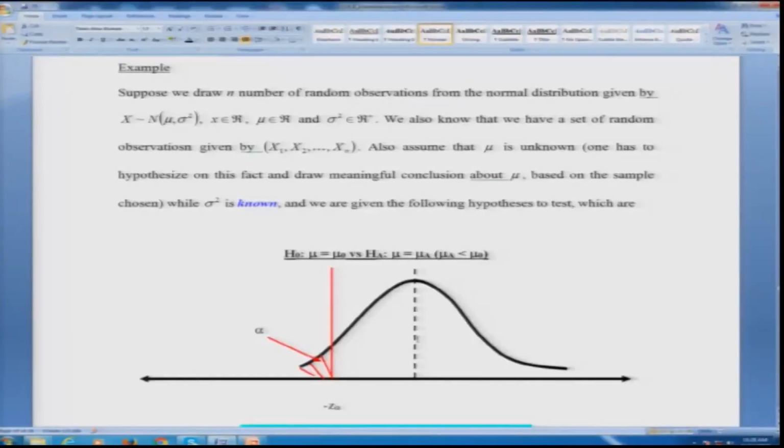Now, this is the first scenario. Suppose we want to test the hypothesis. I will directly come to the hypothesis testing. We want to select the hypothesis as highlighted, which is under H naught, mu is equal to mu naught. This mu suffix naught is under the assumption H naught is true, versus the case when you want to find an alternative hypothesis for which the mean value is mu suffix a, and you want to test that mu suffix a is less than mu naught.